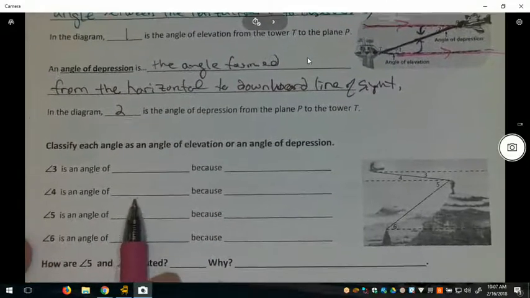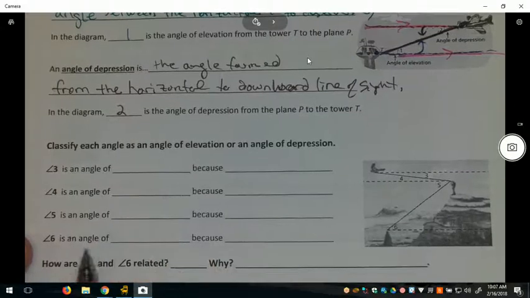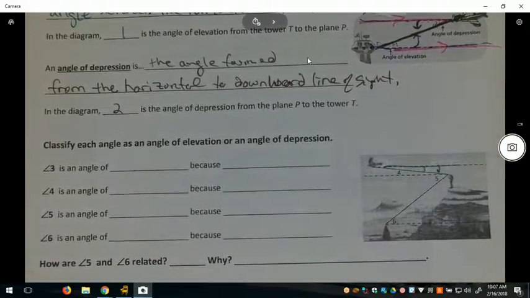Take a moment to try to classify each of these angles, okay? Angles 3, 4, 5, and 6. So pause the video and try those. Angle 3 is an angle of depression because from the horizontal to the line of sight, we would be looking down. Down from horizontal.